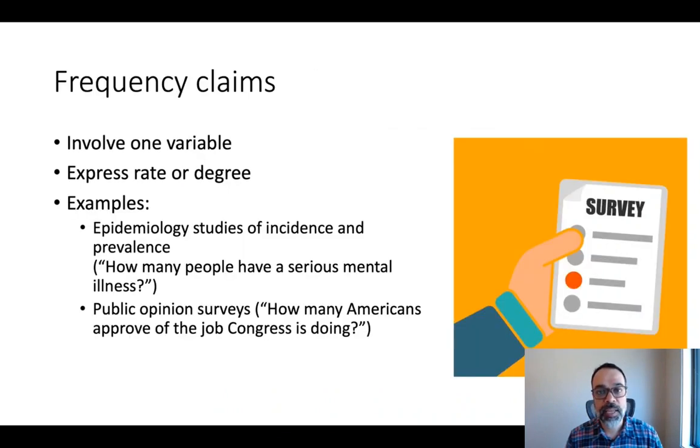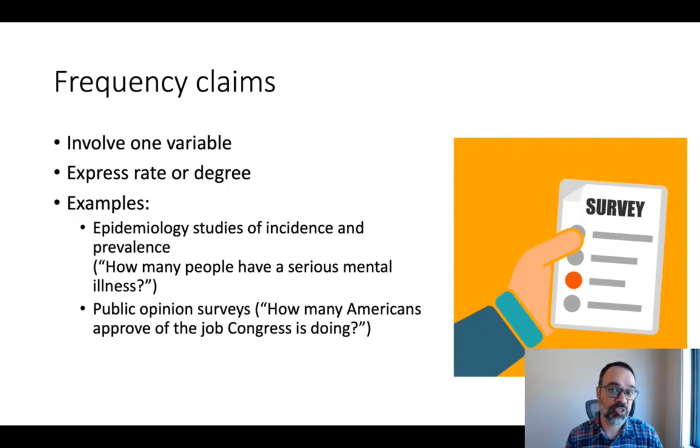The first kind of claim is what your book calls frequency claims. Frequency claims are claims that involve one variable and they express rate or degree. Now, as an aside, I don't love this term because frequency usually means count, and frequency claims can refer to something that's a count of discrete values or a measurement of a continuous value.